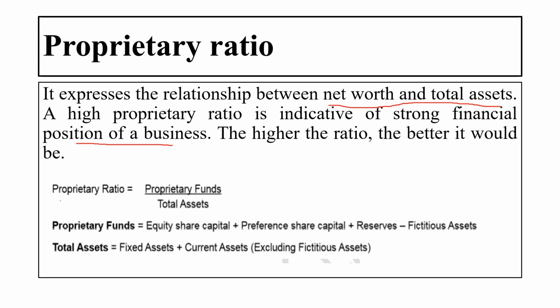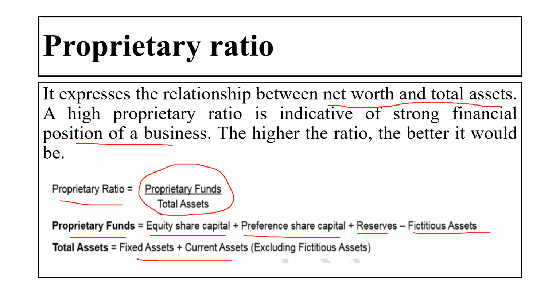So the proprietary ratio equals proprietary fund divided by the total asset; that is the formula to find out the proprietary ratio. Proprietary fund equals equity share capital plus preference share capital plus reserves, minus the fictitious assets. And total asset is fixed asset plus current asset, excluding the fictitious asset, which means we don't have to add the fictitious assets here.